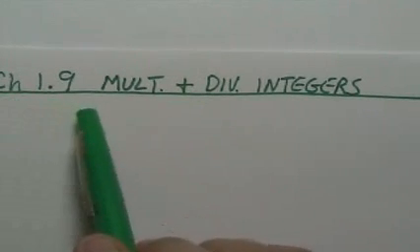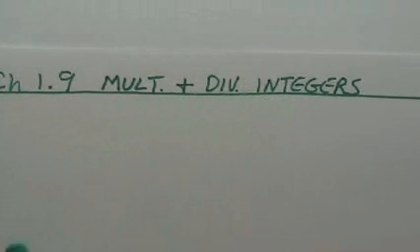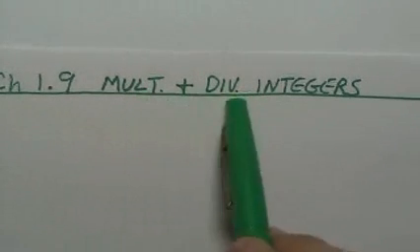Today in chapter 1.9, we're going to multiply and divide integers. And you can abbreviate multiply and divide.